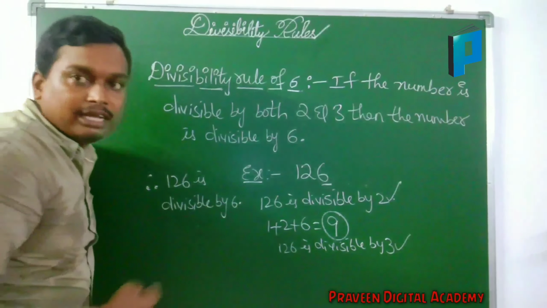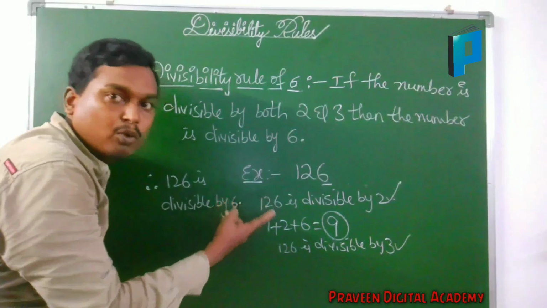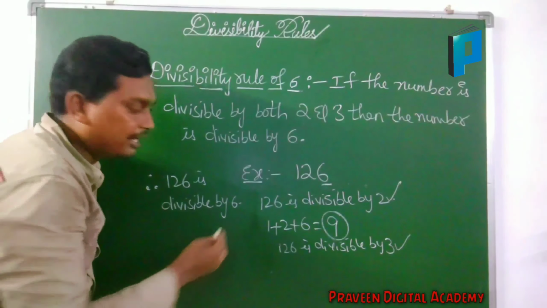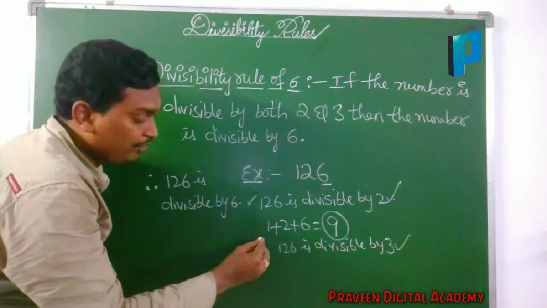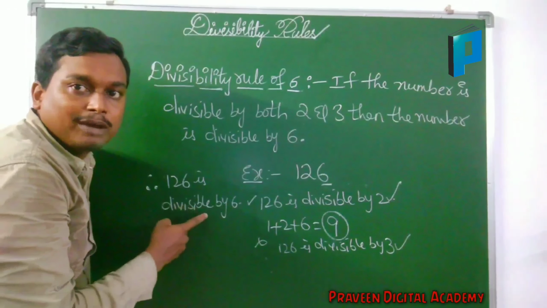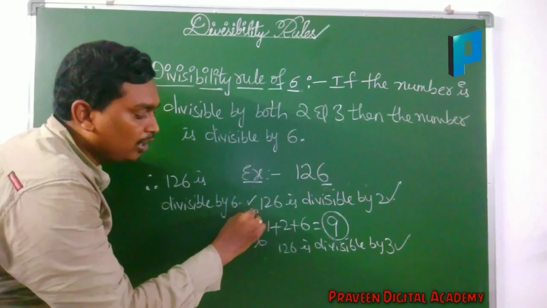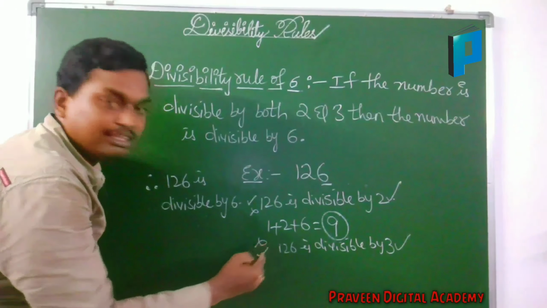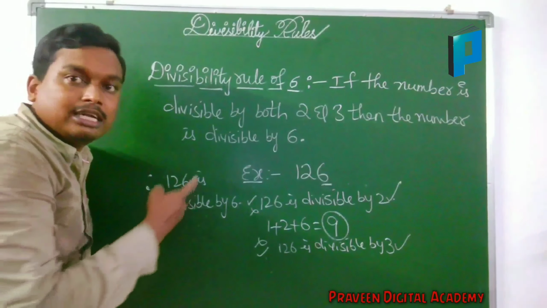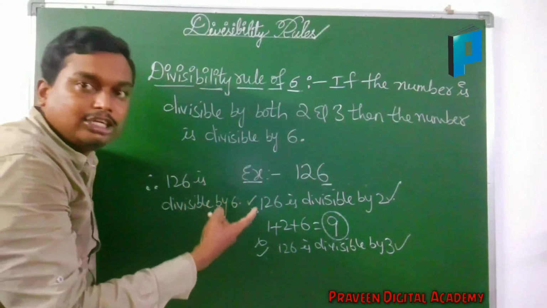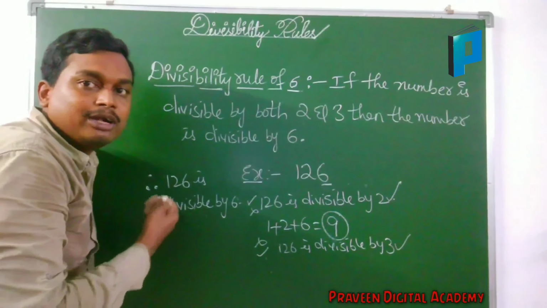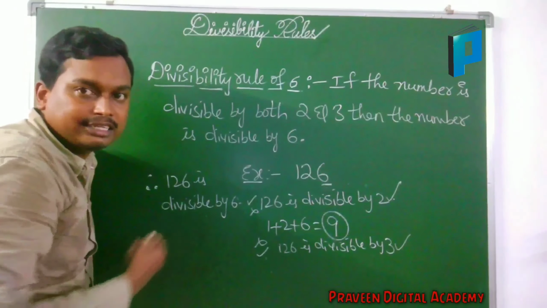We can say if the number is divisible by both 2 and 3, then only it is divisible by 6. If it is divisible by 2 and not divisible by 3, then the number is not divisible by 6. If it is not divisible by 2 and divisible by 3, then the number is not divisible by 6. It should be divisible by 3 and it should be divisible by 2. Then only the total number is divisible by 6.